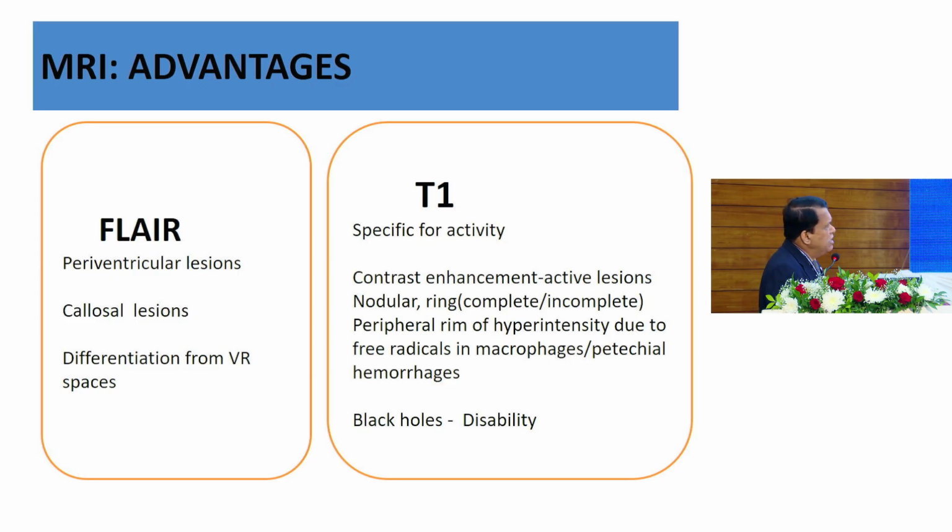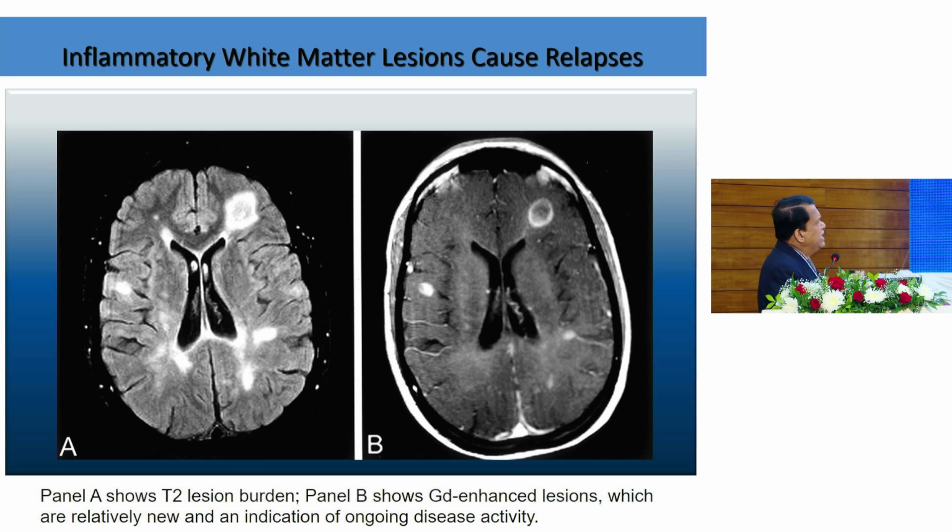In the T1, it is specific for activity, and if contrast is given and there is an enhancement, we always say that is an active lesion. We always look for activity, and you should not let it lead to black hole formation. Once the hole occurs, that means the disease has gone beyond our level and the patient will not improve. So this is a very classical picture.